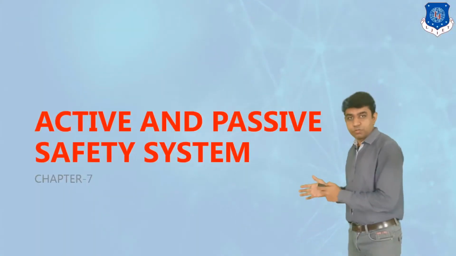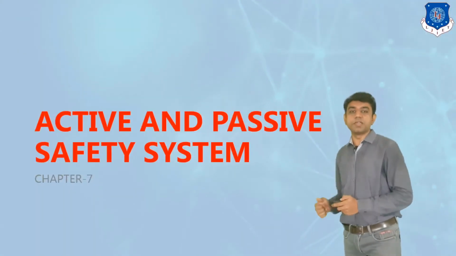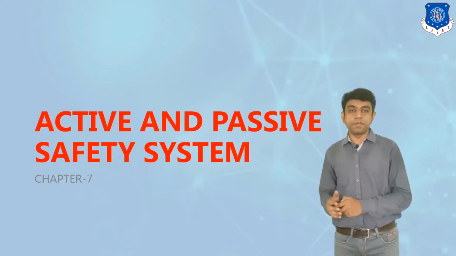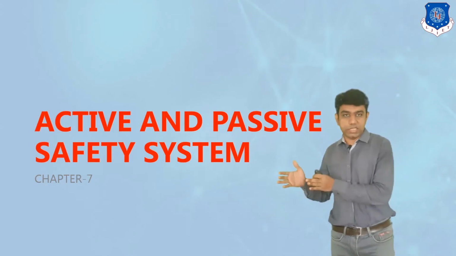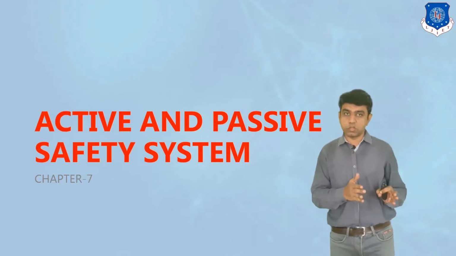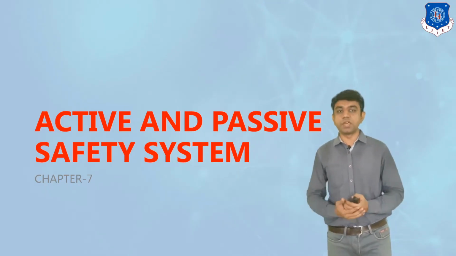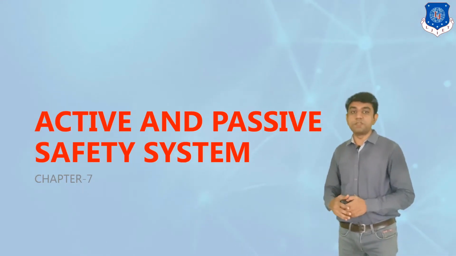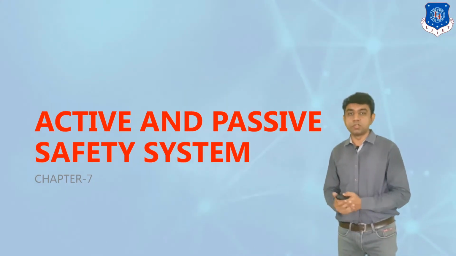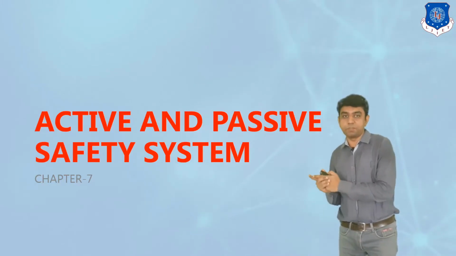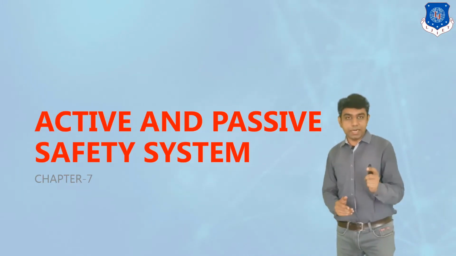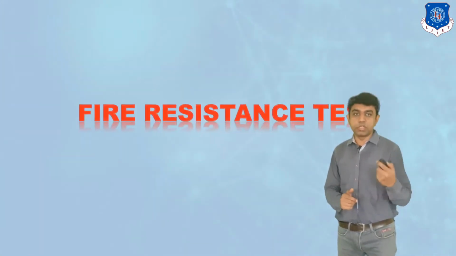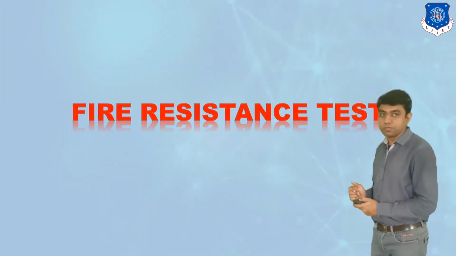From the last few classes, we are discussing this particular chapter, that is active and passive safety system. In this topic, we had already discussed what is active safety system and what is passive safety system. We had dealt with the different advanced active safety systems. Now we are discussing the different kinds of tests related to this topic. Under this category, we had already completed the wheel rim testing. Now let us continue with the different tests.